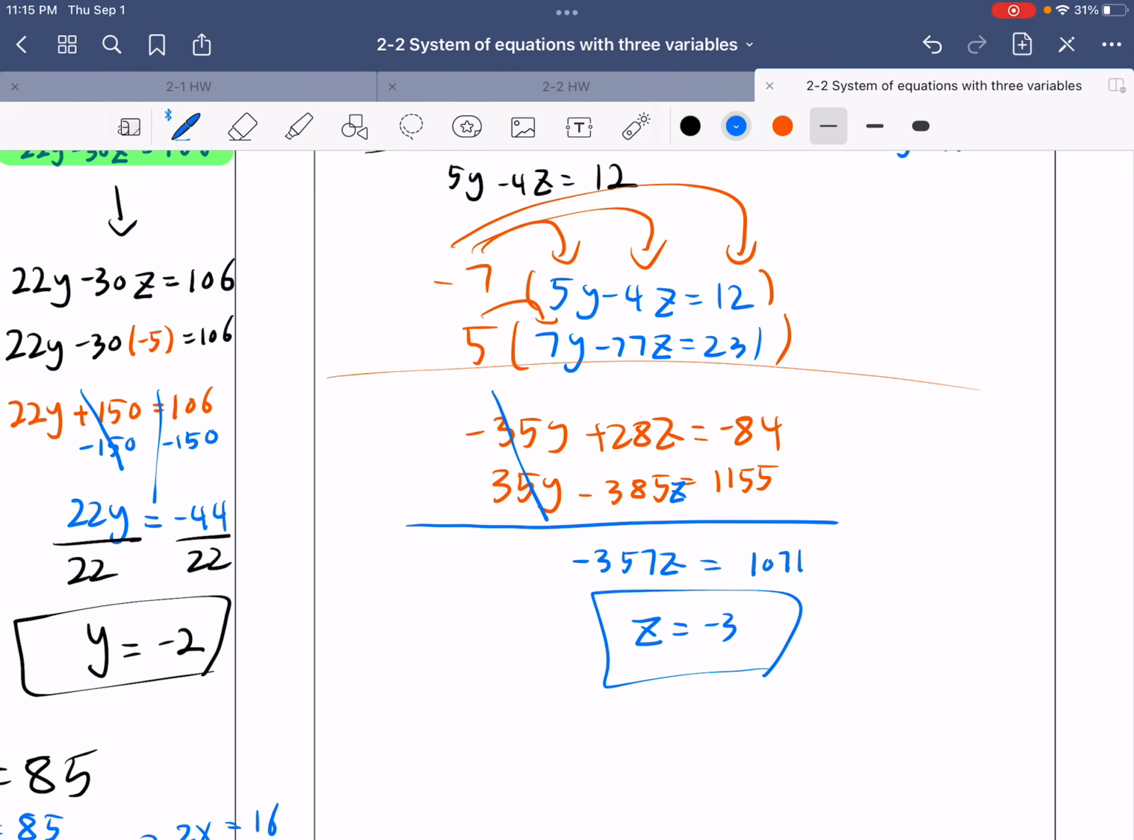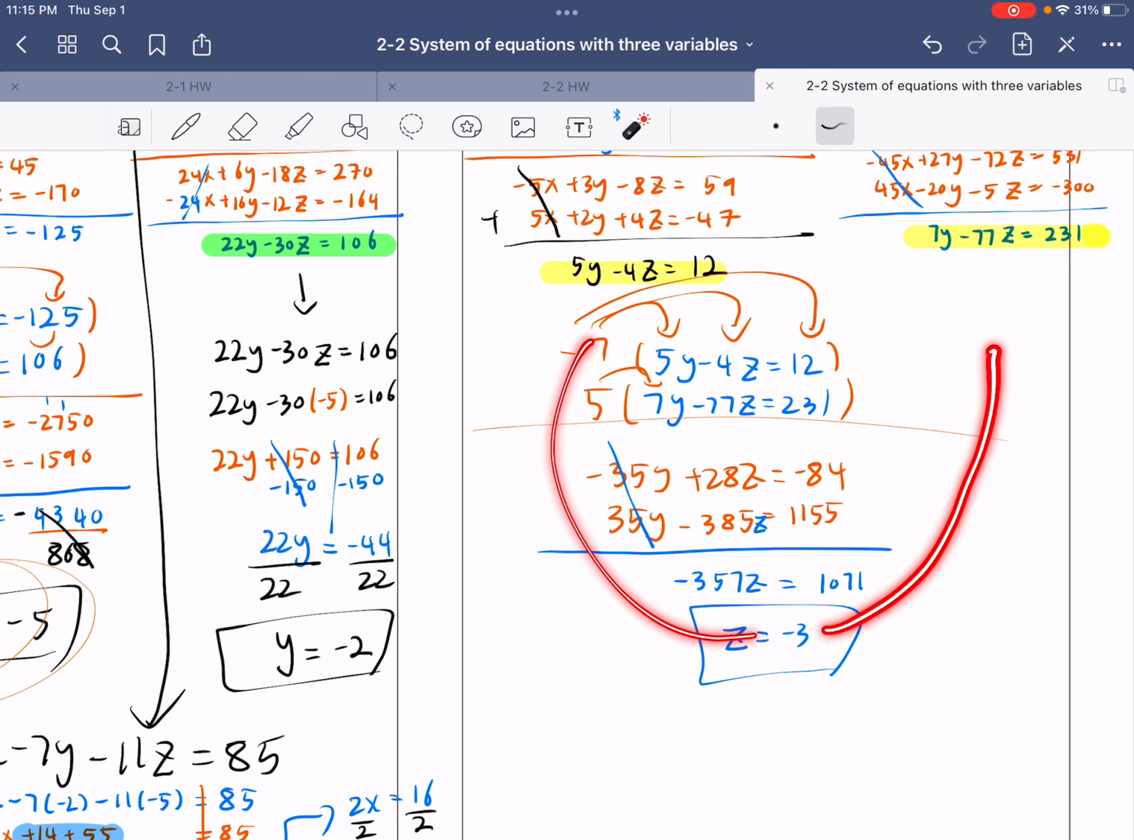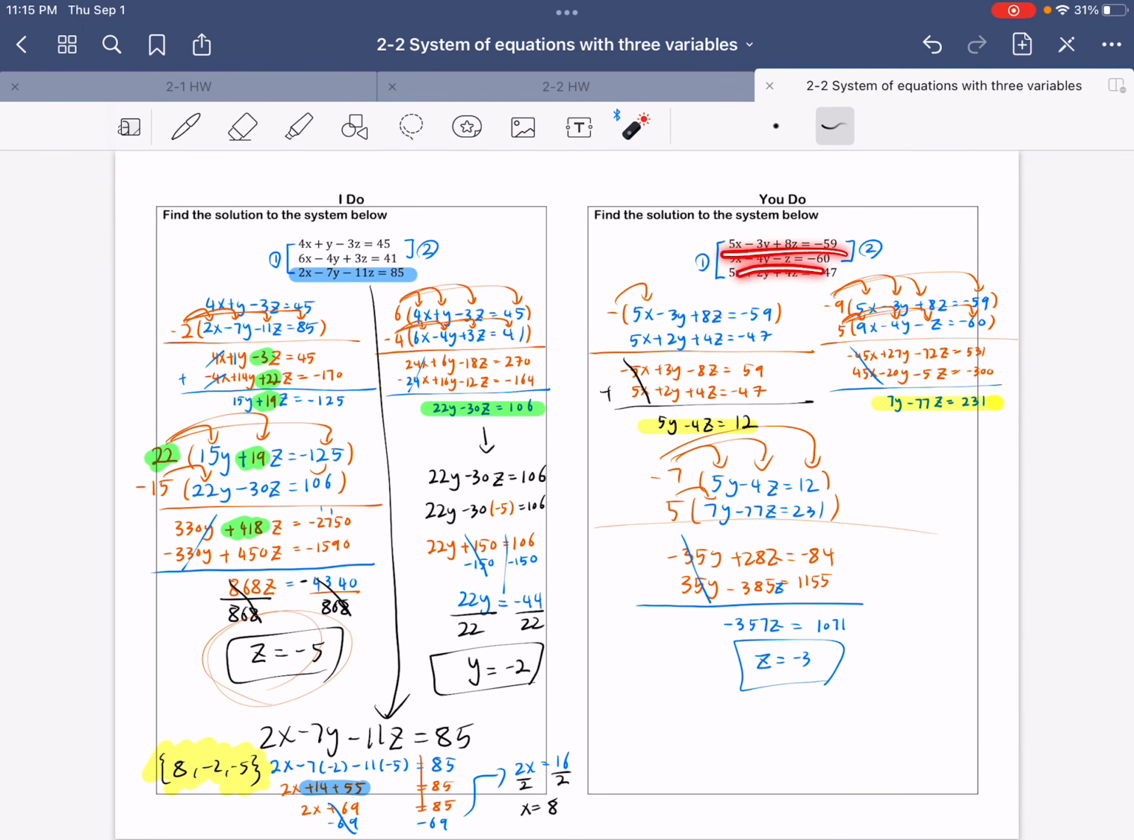So I got z. Here, I forgot to highlight this. But the only thing that you have to do after this is choose one of these two, plug in, solve for y, and then after you solve for y, you're gonna plug it into one of these three, and that will give you a beautiful answer.